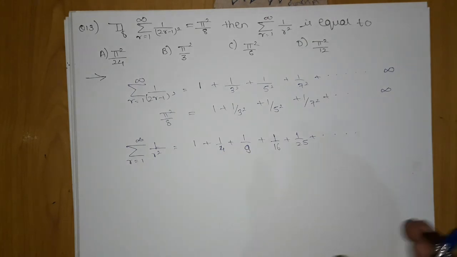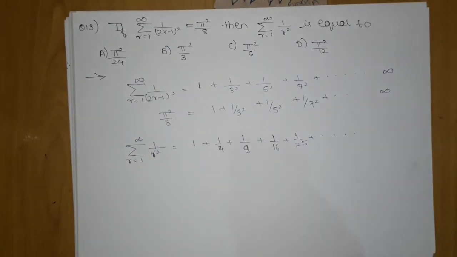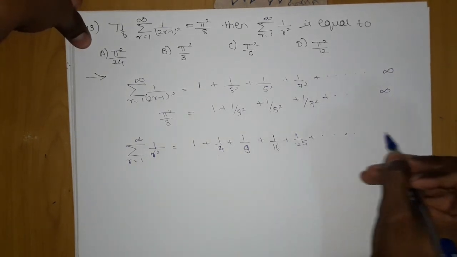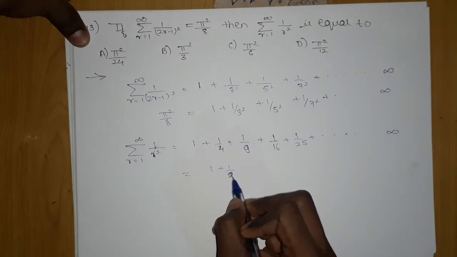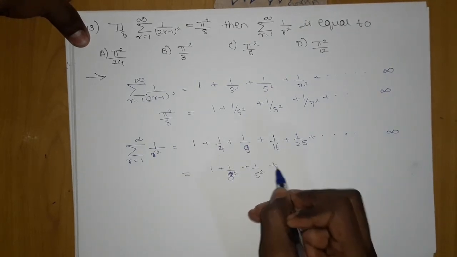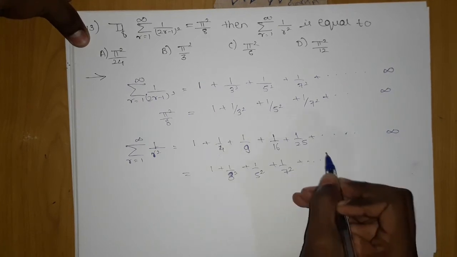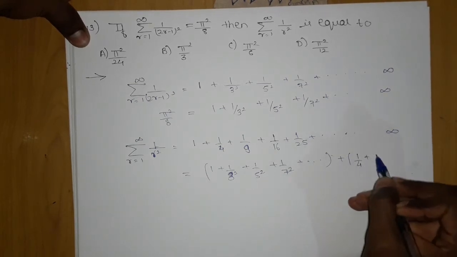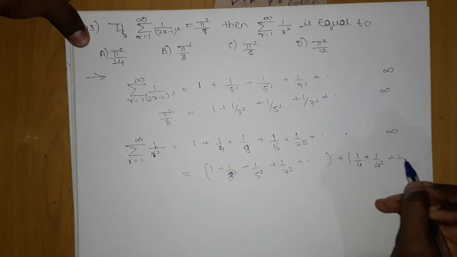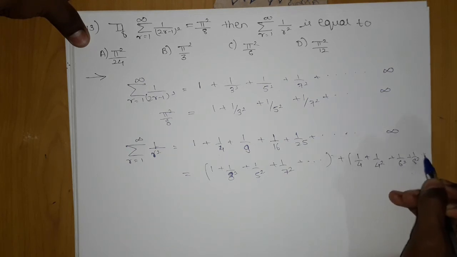So what we can do, we have 1 by 1, 1 by 4. Can you see that it is 5 square, it is 3 square, this is 4 square, this is 2 square. So we can arrange it till infinity. Can we arrange it like 1 plus 1 by 3 square, then 1 by 5 square plus 1 by 7 square, and so on. These are the odd terms. And then separately we can separate 1 by 2 square, 1 by 4 square, 1 by 6 square, 1 by 8 square, and so on.